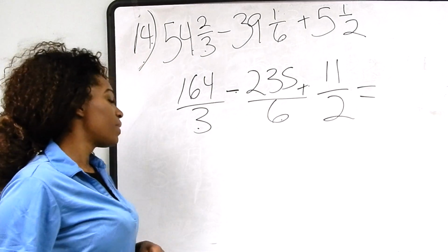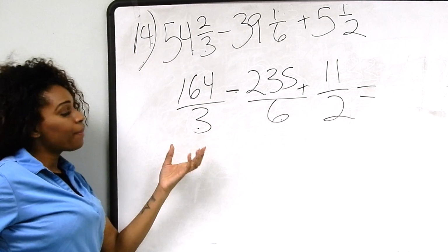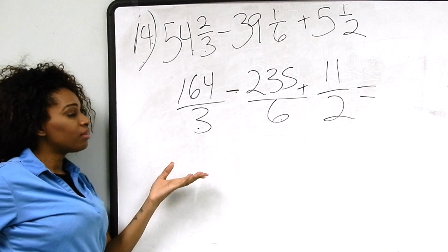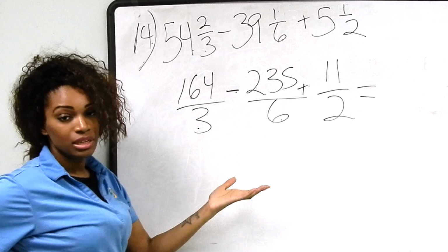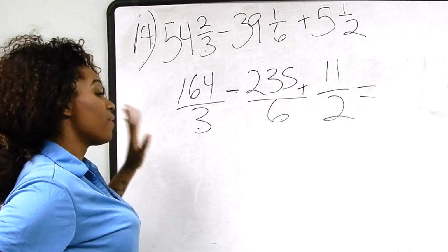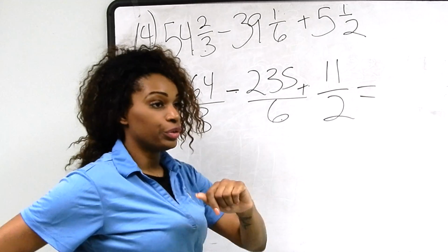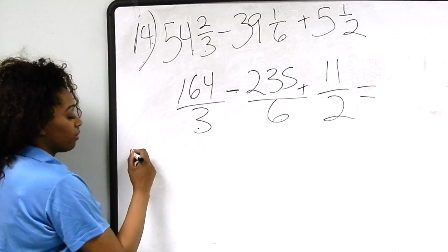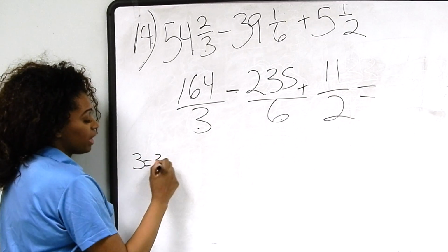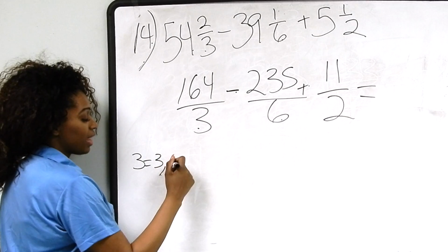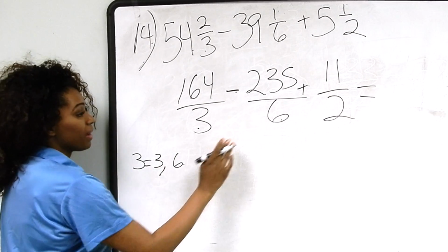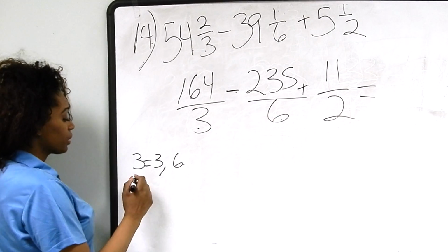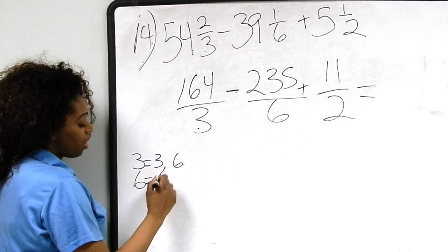Now what we need to do is find the least common multiple for 3, 6, and 2, or the least common denominator. We need to find factors of 3, 6, and 2. Factors of 3 are 3 itself, and the next factor after 3 is 6. I'm going to stop there because I see that we have a 6 here as well. Factors of 6 are 6.